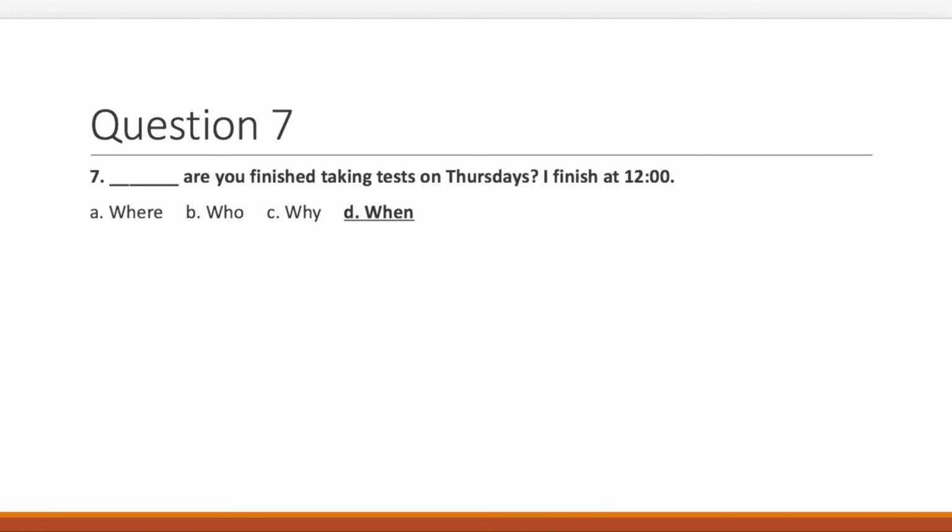Question 7. Blank, are you finished taking tests on Thursdays? I finish at 12. Again, if we look at the answer, we have a clue. We're talking about time. From our WH question review, we know that when is a question asking about time. Therefore, D is the correct answer.